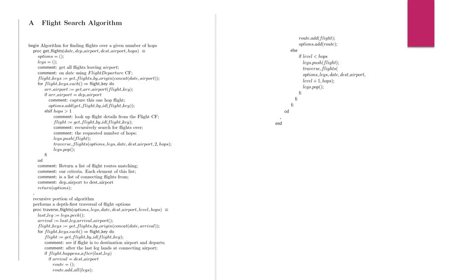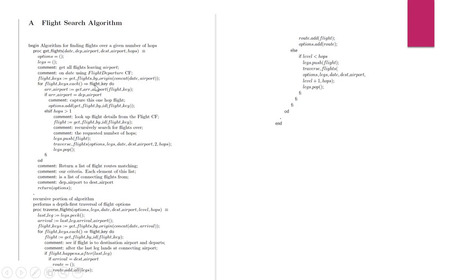So this is the flight search algorithm that has been discussed in the paper. This is one of the procedures, that procedure is get flights. Basically, date, departure airport, destination airport, and the number of hops that you want the algorithm to apply for is given to this procedure.